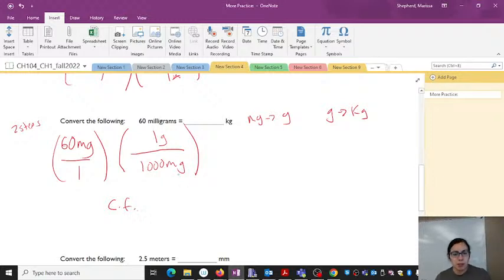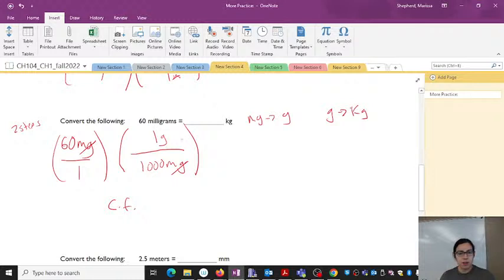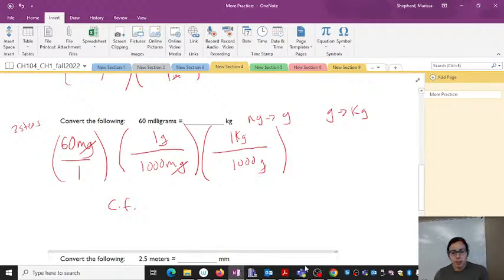So there's our first step. And then, okay, units cancel out. Excellent. And so now we're at grams. I'm not going to plug anything in yet. And so now that we're at grams, we need to go to kilograms. So what's our next conversion factor for that step? So 1 kilogram over 1,000 grams. So that looks good. So once again, our grams cancel.